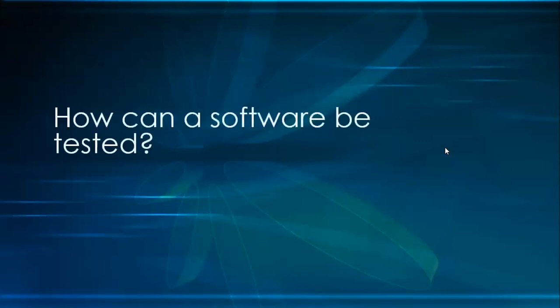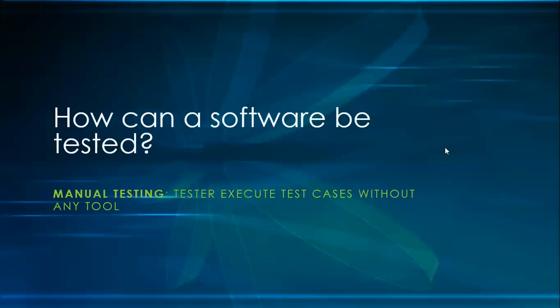So how can software be tested? Don't forget, this class you are in is a manual testing class, a software testing class. So in this phase, it says, how can software be tested? It can be tested manually, meaning you are testing without any tool. Let's take another example.